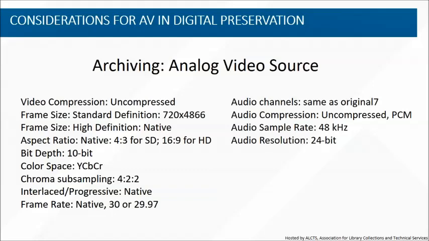Things to take note of are the frame size, aspect ratio, the color space, frame rate, whether it's interlaced or progressive, and all of the decisions you make when selecting your file format. These specific options relate to what was the source, because the idea is to get as close to the source as possible.